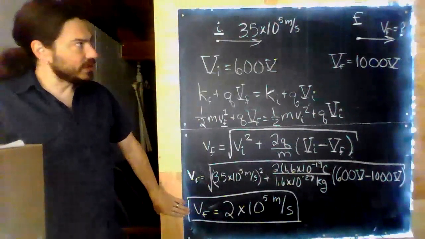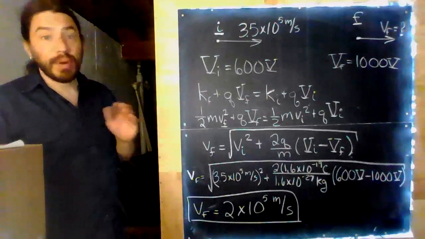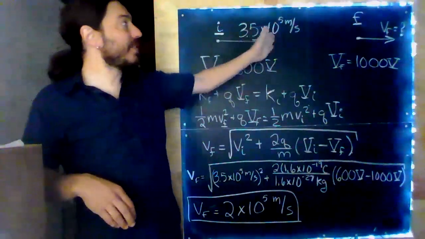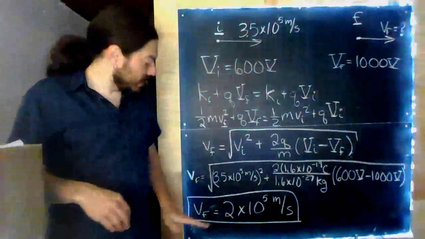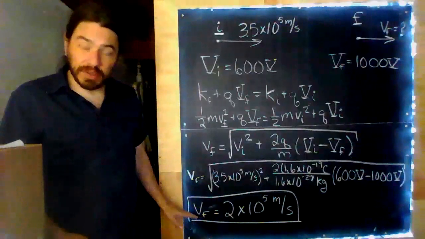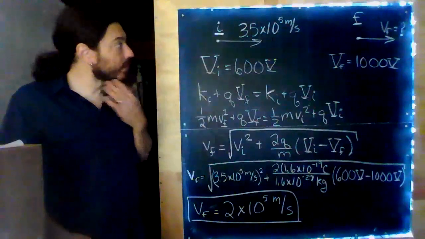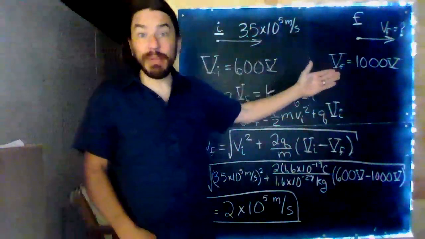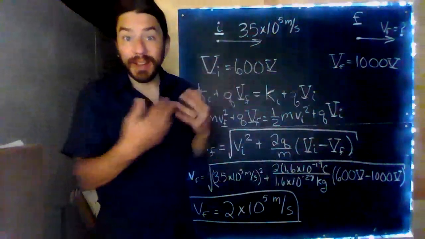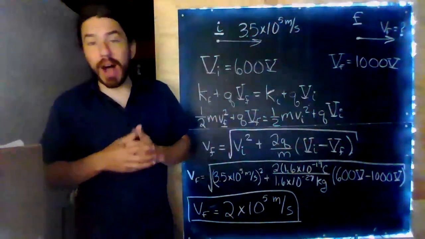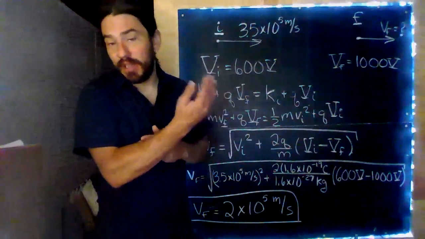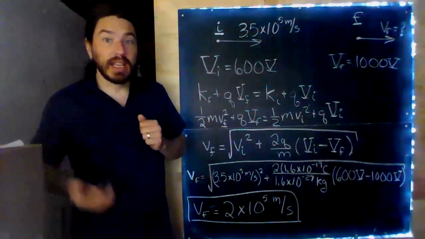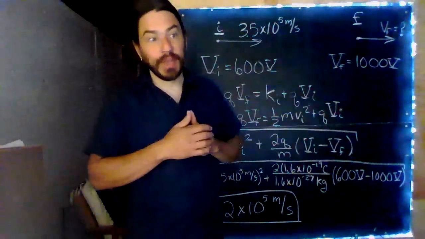So, we got a final velocity here. And what happened? The proton slowed down. It went from 3.5 times 10 to the 5th meters per second to 2 times 10 to the 5th meters per second. Does that make sense? I think so. When a proton goes from low potential to high potential, it's going uphill in our electrical landscape. A positive charge moving uphill in our electrical landscape should slow down, just the same way that a ball kicked up a hill will slow down.